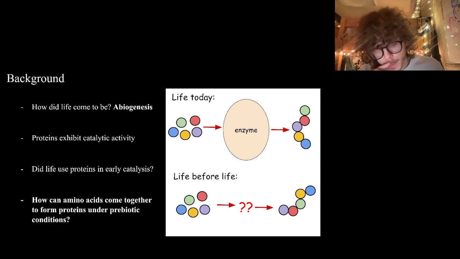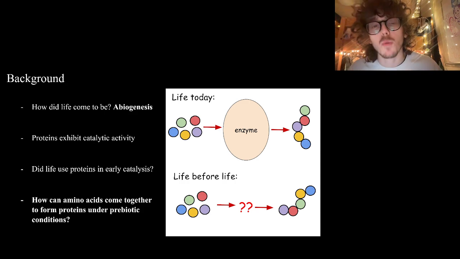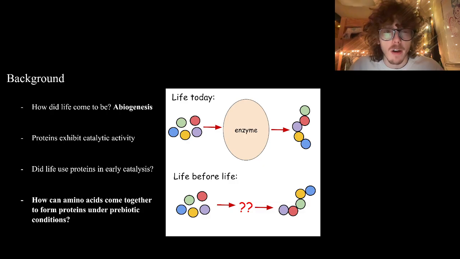So I want to give a little bit of background today on what they're looking at. Now, origin of life research is just looking at how life came to be. It's also called abiogenesis. And an interesting area of this is understanding that life today, when using catalysis, uses proteins, specifically enzymes. This is a very generic reaction, but you have a bunch of molecules, you have an enzyme, you can couple them together with dehydration synthesis kind of action.